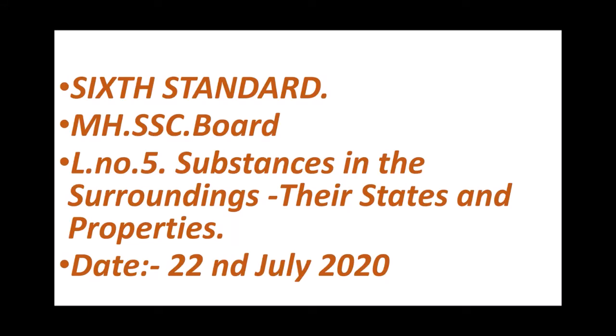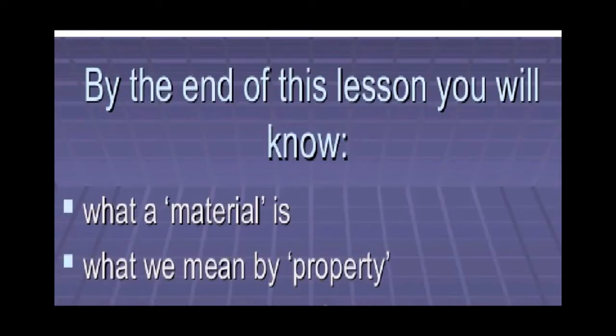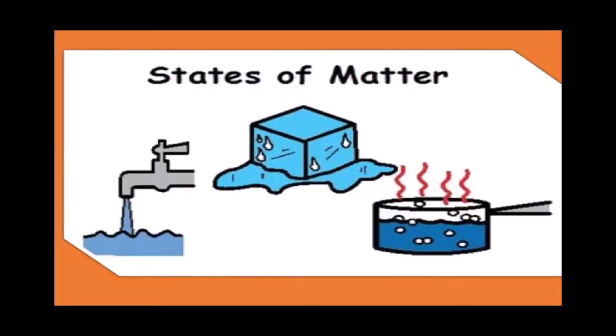Standard 6th, Lesson number 5, Substances in the Surroundings, Their States and Properties. By the end of this lesson, you will know what a material is, and also you will come to know what is meant by property. Today, in this lecture, we are going to do states of matter.